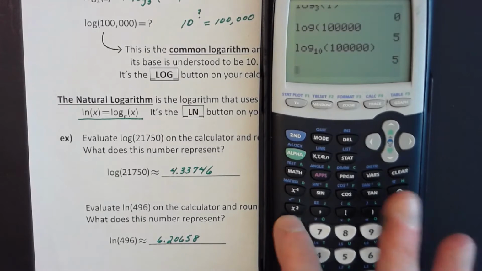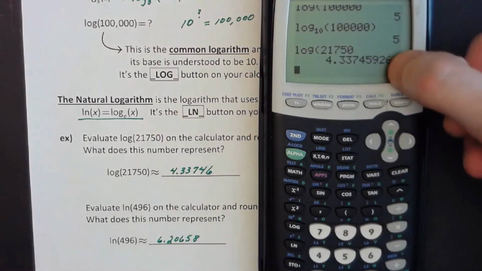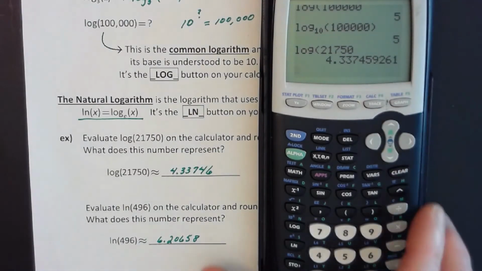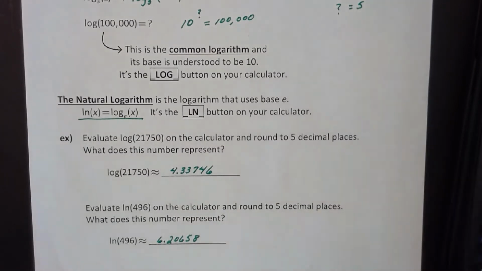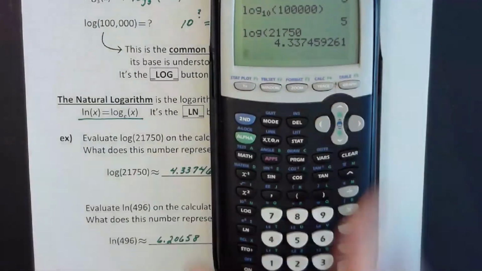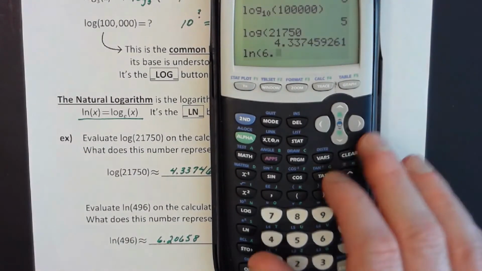And checking that with your calculator, you just say the log of 21,750 and boom, we get it. Now, I rounded to 5 decimal places there, to 4.33746. The next one, I'm asking to round to 5 decimal places, and I give you the natural log of 496. So we say, well, okay, this is asking me what number I would have to raise the base e to in order to get 496. Well, I should be able to do that. It's the natural log.